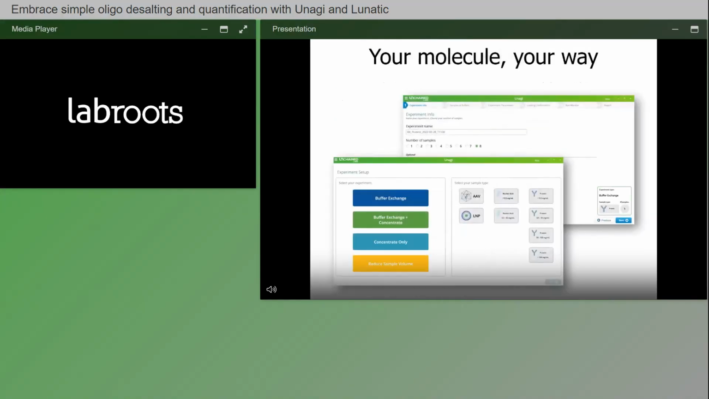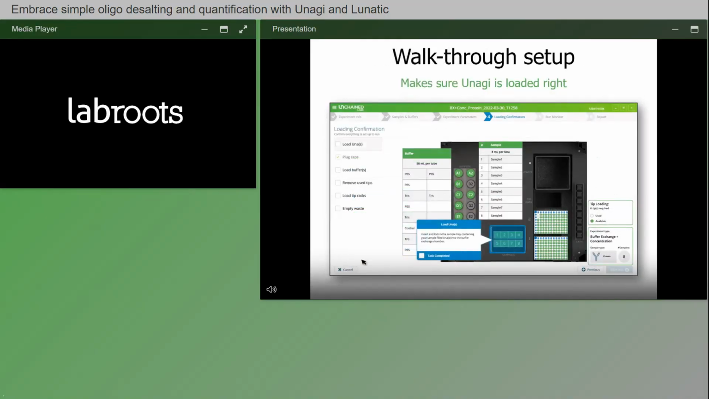Lastly, I want to show you quickly a little bit about Unagi's software and doing this whole process. It's set up to make all of these processes very easy with a user-friendly wizard and a lot of presets that enables you to get your molecule in the buffer or concentration that you want. It walks you through setup, so that Unagi platform that we saw earlier, you can know exactly what to add and where on the deck.